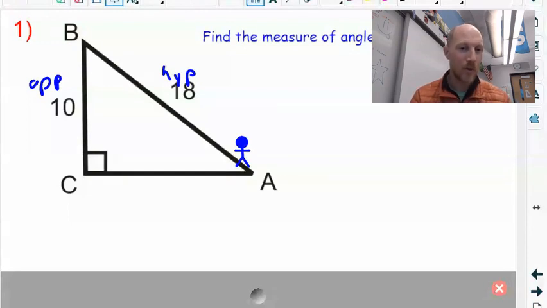I'm going to use some ratio that combines opposite and hypotenuse. So the second thing I got to determine here is what is the ratio that uses the opposite and the hypotenuse. Okay, so that is always going to be sine.